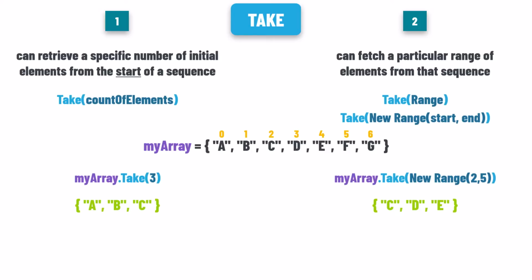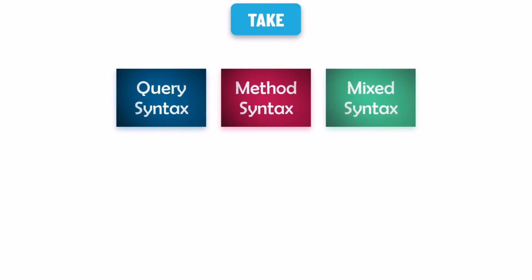The output sequences of both overloads in the example are of type IEnumerable. To convert these sequences into arrays, the ToArray method is employed. The Take method is versatile, compatible with query, method, or mixed syntax. It doesn't require a lambda expression, just an integer or a range.